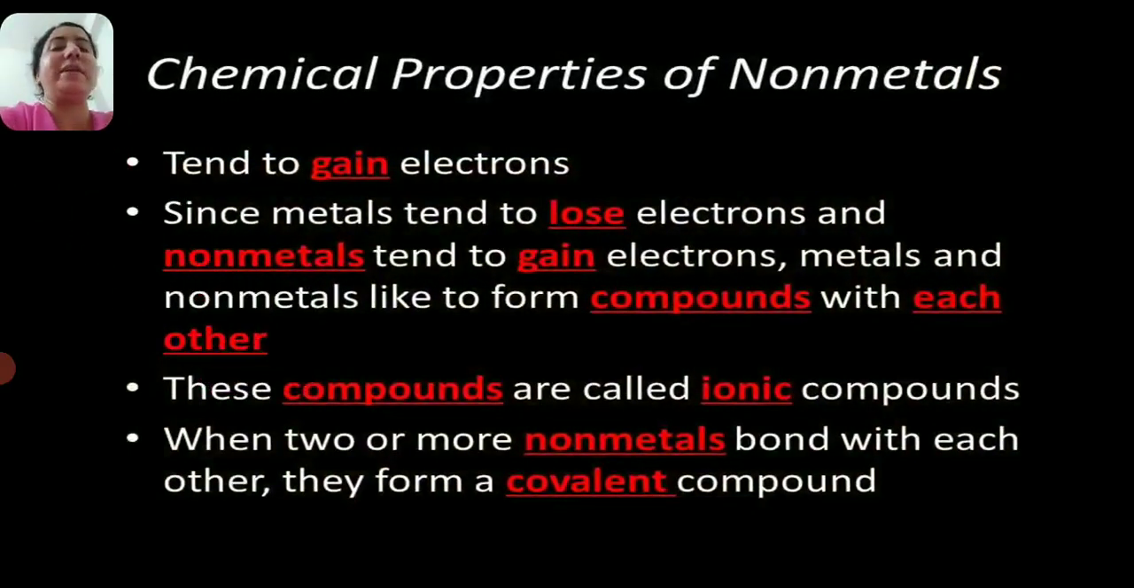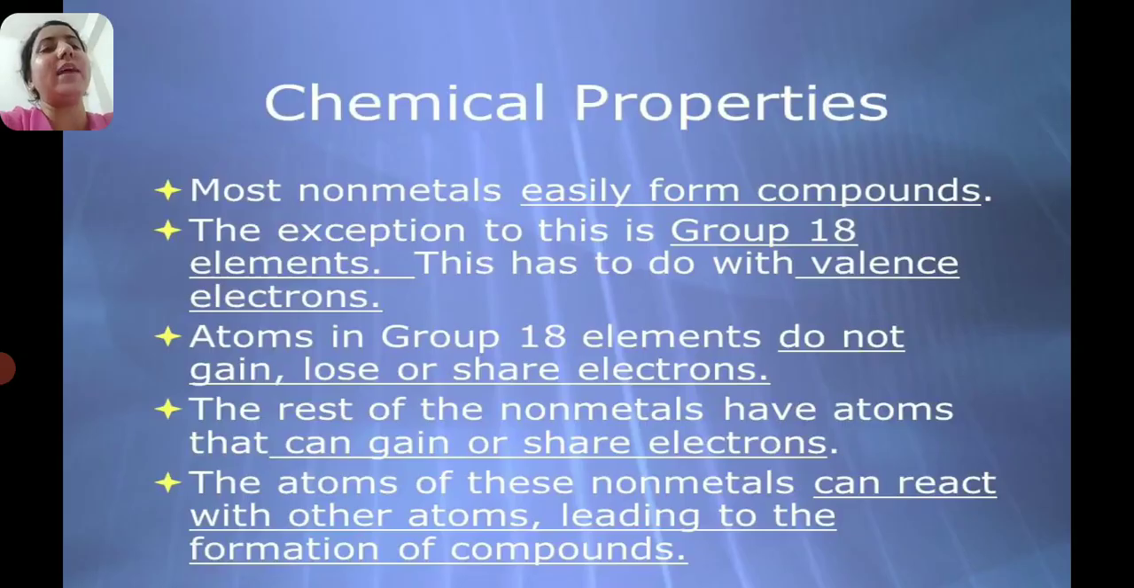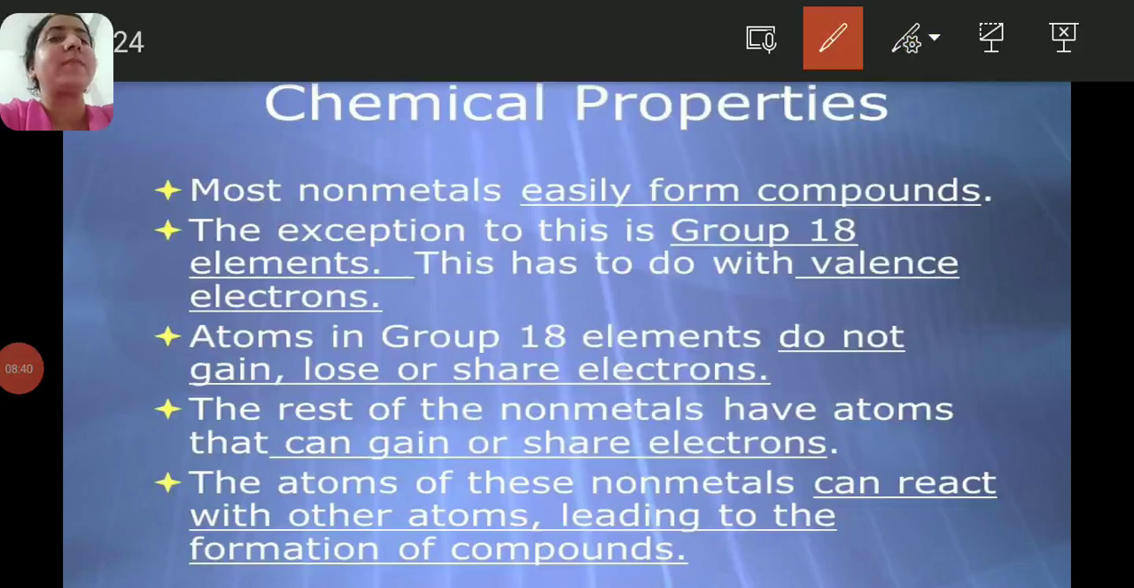Chemical properties of nonmetals: they tend to gain electrons. Since metals tend to lose electrons, nonmetals tend to gain electrons. Metals and nonmetals like to form compounds with each other also. These compounds are called ionic compounds. When two or more nonmetals bond with each other, they form a covalent compound. We'll study about them in our classes. Chemical properties of nonmetals: most nonmetals easily form compounds.